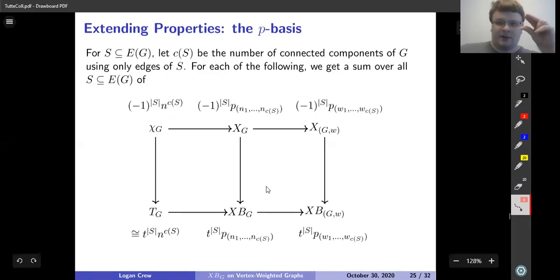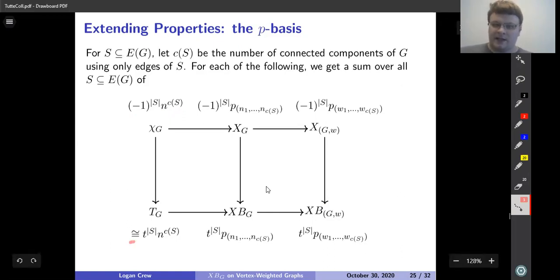Every connected component of the graph, when you use the edges in S, gets contracted into a single vertex. So you're going to get a term of n, the number of colors for chi-g of n, to the number of connected components. So that's where this sum comes from. It gives you some information about how connected the graph is when you take subsets of the edges.